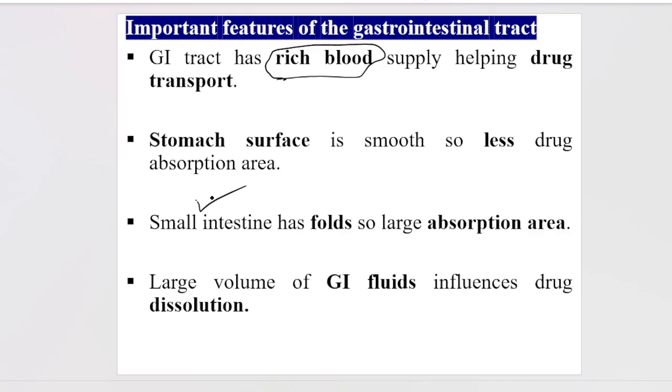Yes, there is a large volume of fluid in the GIT that favors the drug dissolution process, solubility, and finally the drug is absorbed. So these are some of the basic things related to the GIT, including the blood supply, the surface area, and the fluid in the GIT.